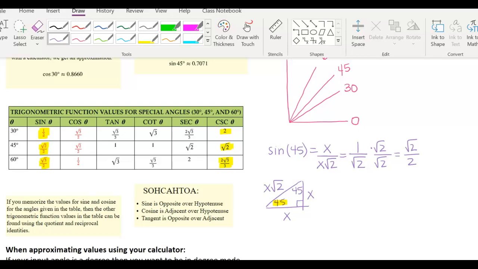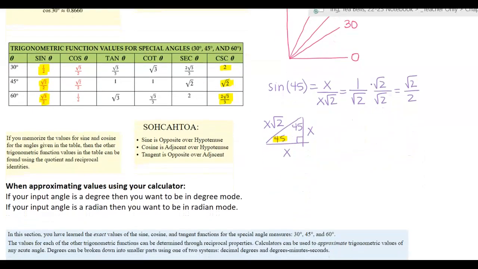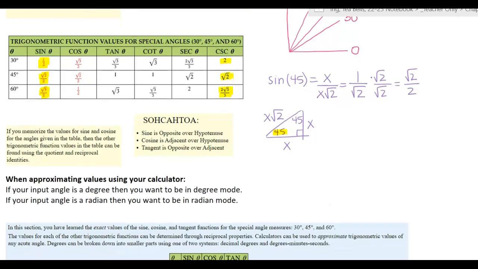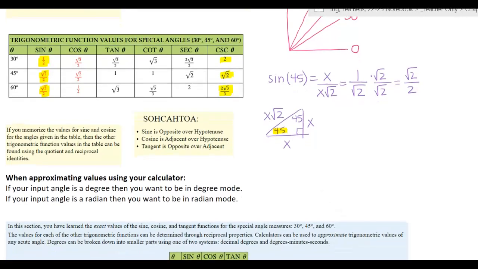If we were trying to find the cosecant, we would just flip that and we would get the square root of 2. I'm just going to teach you how to simplify the radicals.